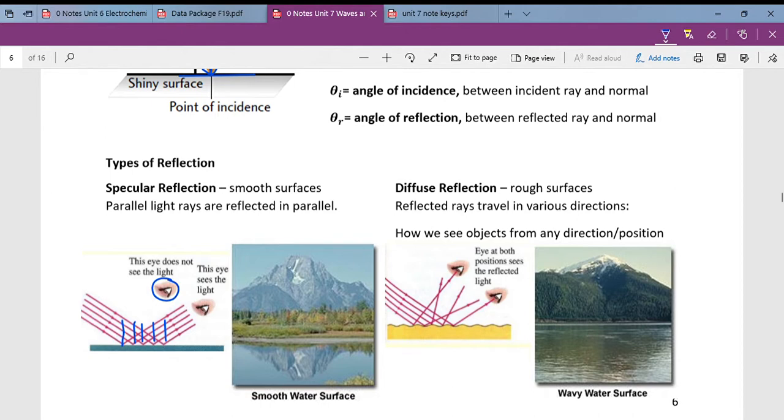Versus a diffuse reflection, if you have a broken up surface where you get your normals at different angles from each other, that means that your reflected rays, even though they came in parallel as incident rays, are going to reflect at different angles away from each other. So they're not going to be coming out parallel. The downside of this is you don't get a beautiful reflection. The plus side is that eyes at every position can see reflected light.